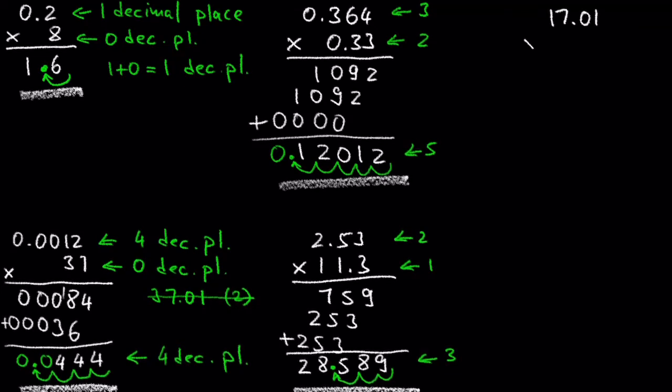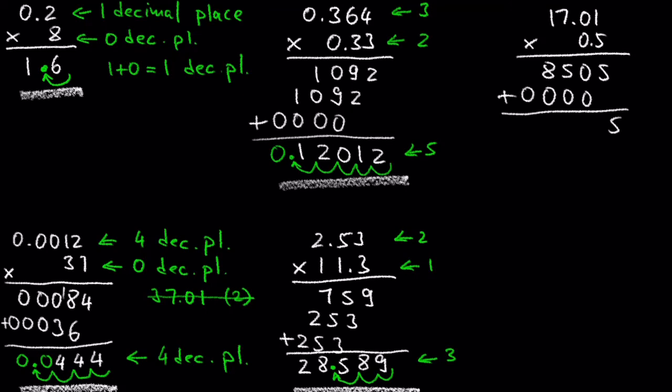17.01 times 0.5. 5 times 1 is 5. 5 times 0 is 0. 5 times 7 is 35. Write the 5, carry the 3. 5 times 1 is 5, plus the carried 3 is 8. 0 times 1 is 0. 0 times 0 is 0. 0 times 7 is 0. And 0 times 1 is 0. 5058. 2 decimal places, 1 decimal place. So we get in total 3 decimal places. 1, 2, 3. So we get 8.505.